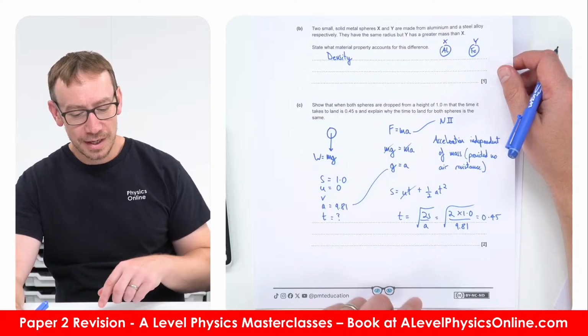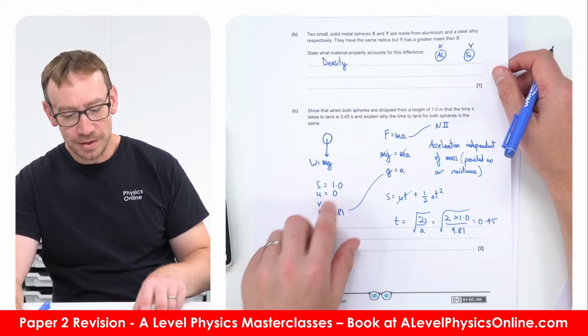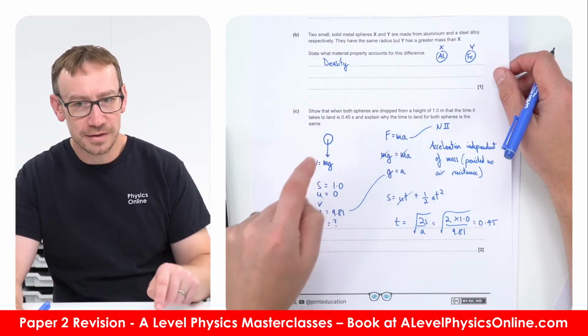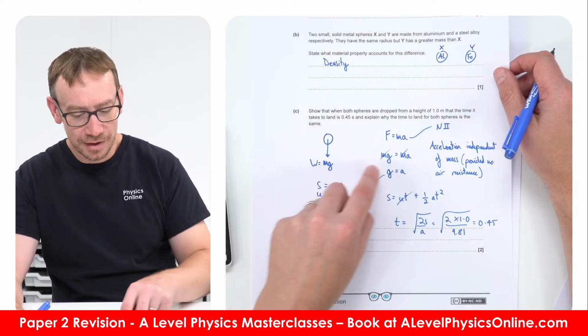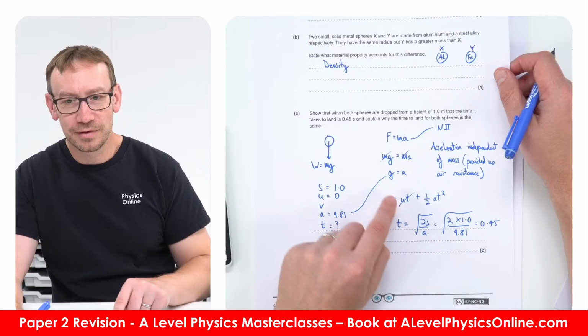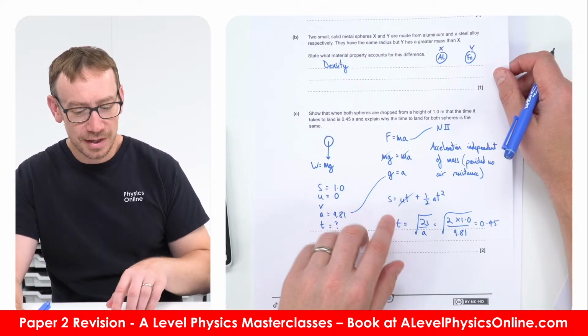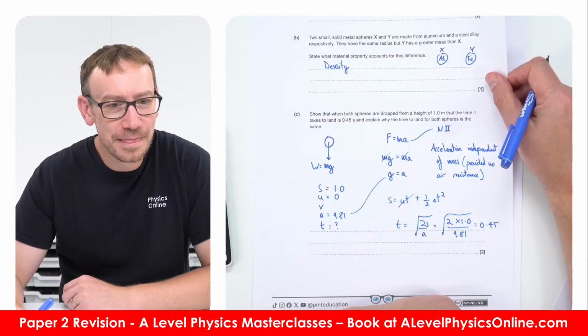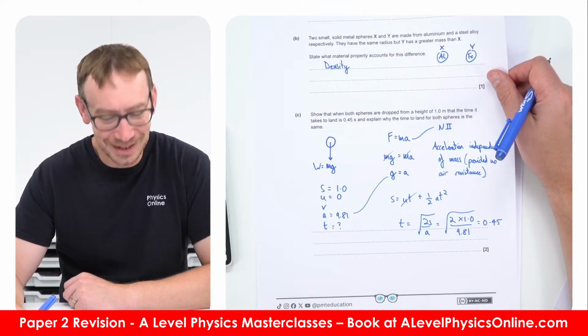So that question, a bit of a weird one, but basically we use the SUVAT equation for something falling, and the reason that it doesn't depend on the mass is because the resultant force that causes it to accelerate is equal to its weight, which is mg. So mg causes this mass to accelerate, the m's cancel, and therefore the acceleration is g, and that means the acceleration is independent of mass. Cool, right.